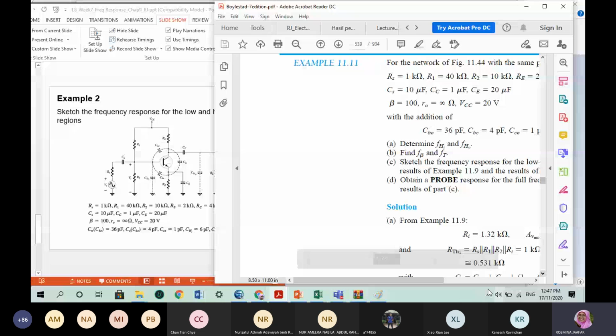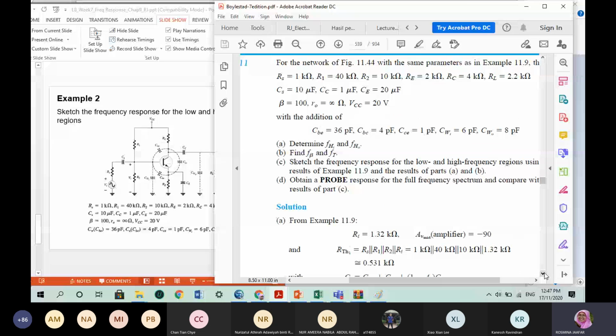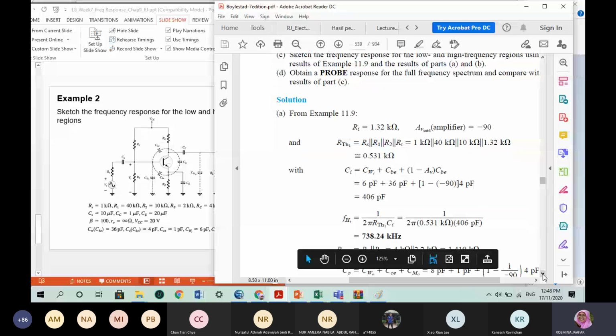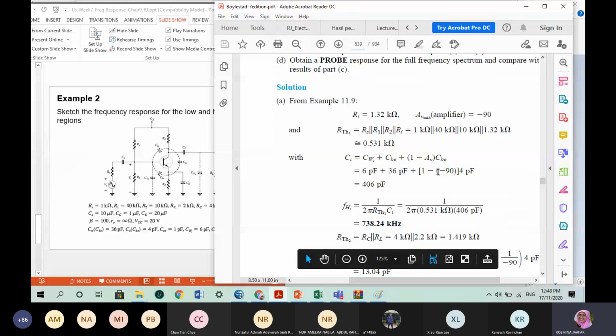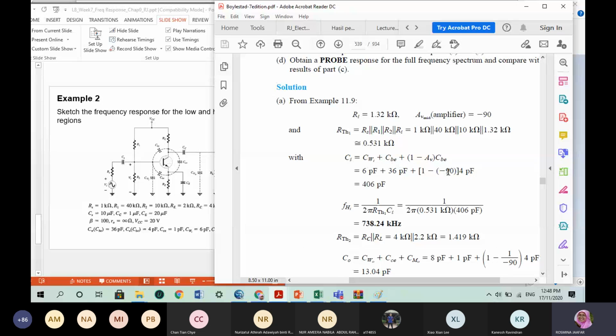You find Ri is given as 1.32. We are given the Ri value. This one is actually taken from the previous example, example 1. Ri and the AV mid for the amplifier is negative 90. So what we want to calculate is Ci. Ci is Cwi plus Cbe plus 1 minus AV. So 1 minus negative 90, 1 minus minus is 1 plus 90, which is 91. And you will get Ci equals 406 picofarad.